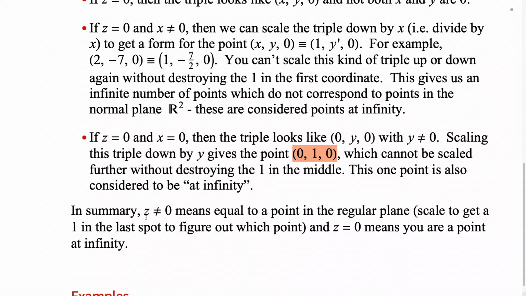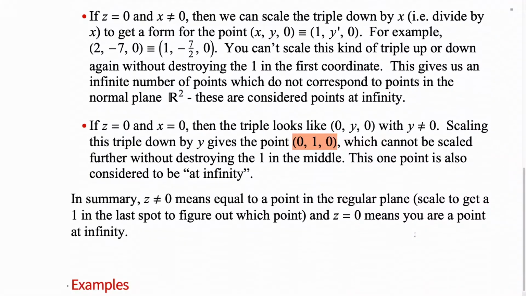So in summary, when you have z not equal to 0, that means you've got a point in the regular plane. You scale that point to get a 1 in the last spot, and that will let you figure out which point you have. And z equals 0 means you are at a point out at infinity.